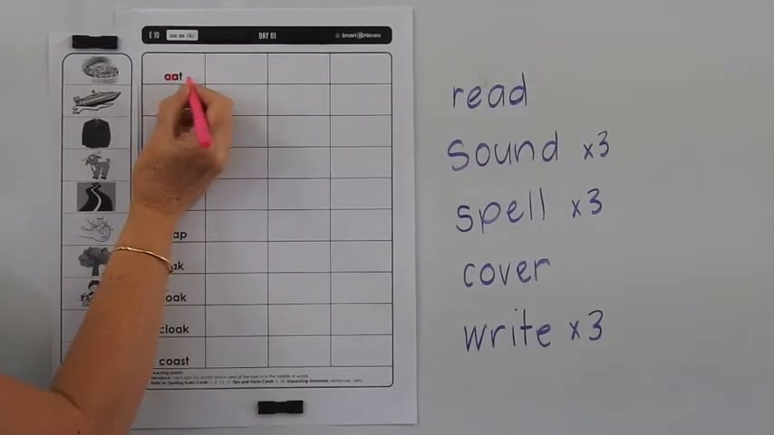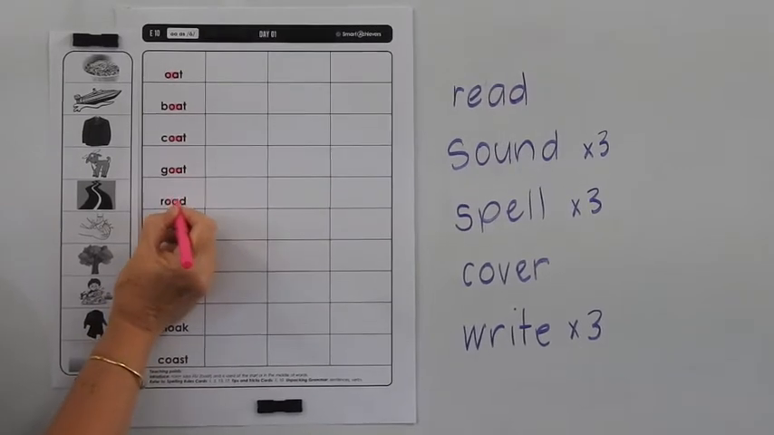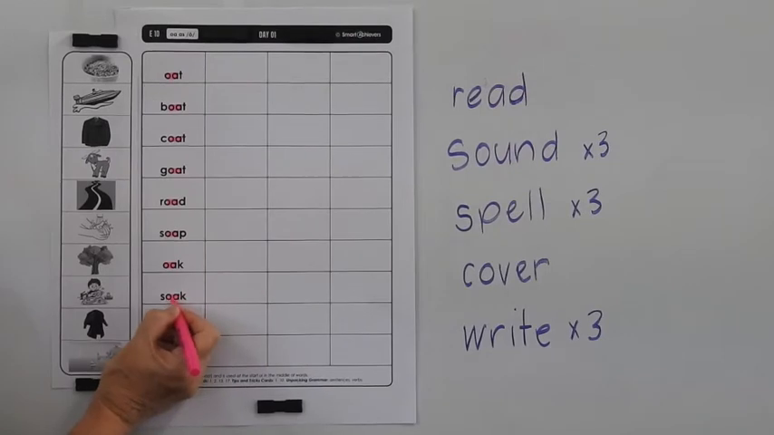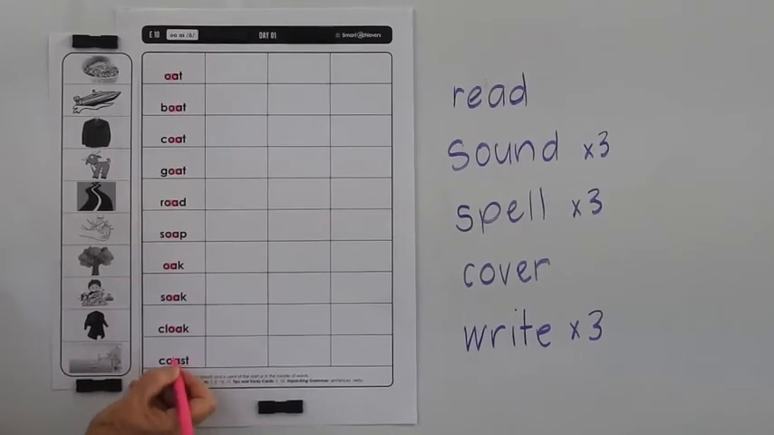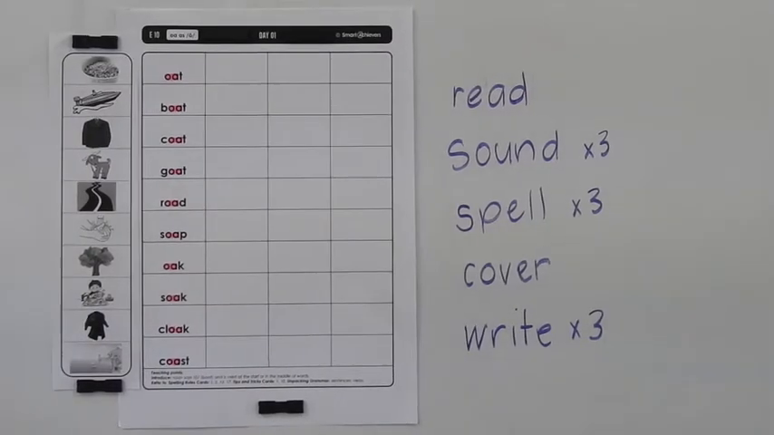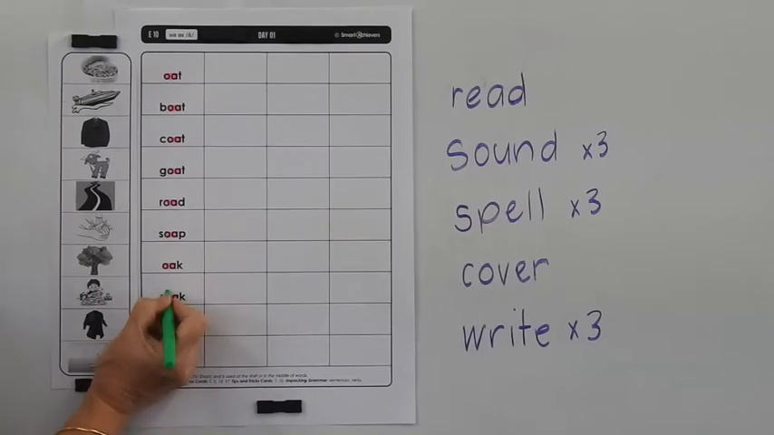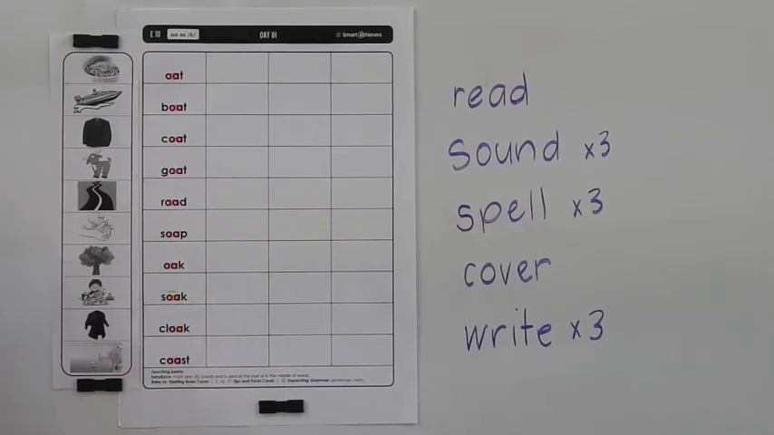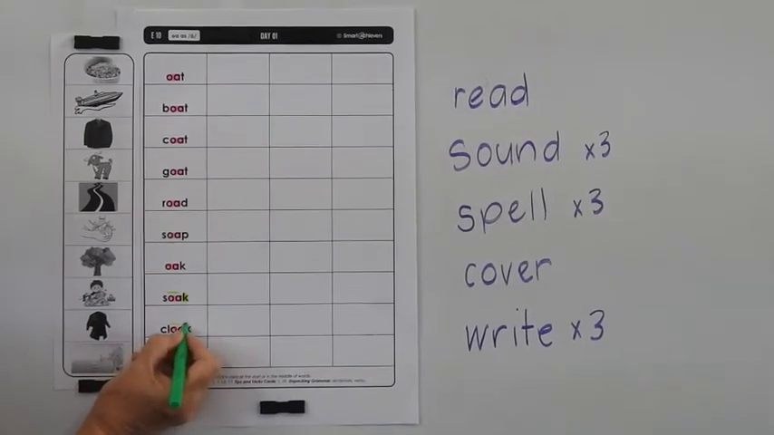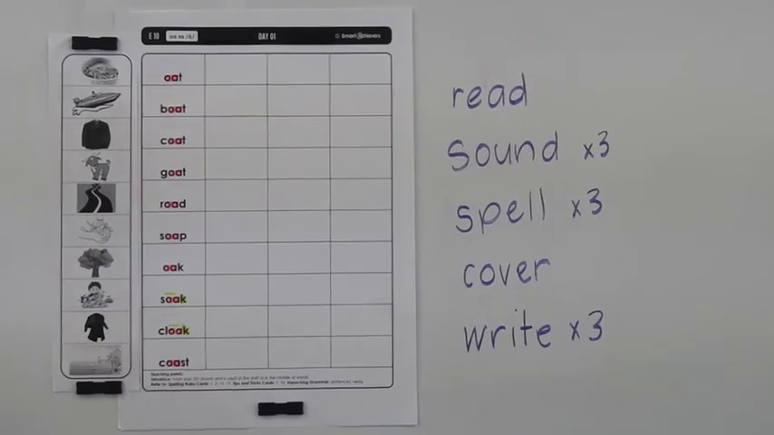in all those words. So it says oat, boat, coat, goat, road, soap, oak, soak, cloak and coast. And of course you already know, because we've talked about this a little bit since we first introduced it, that if we have a long vowel sound, and O is a long vowel sound, we just put a K after it. We only put CK after a short vowel sound.